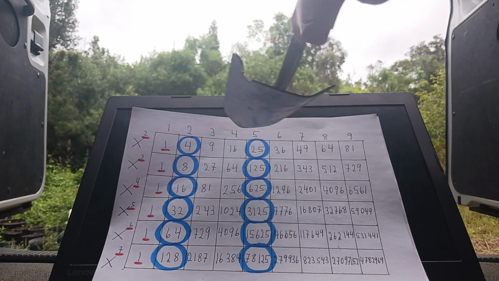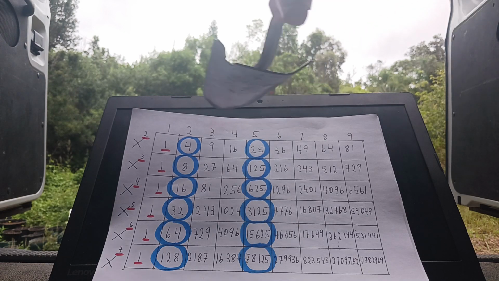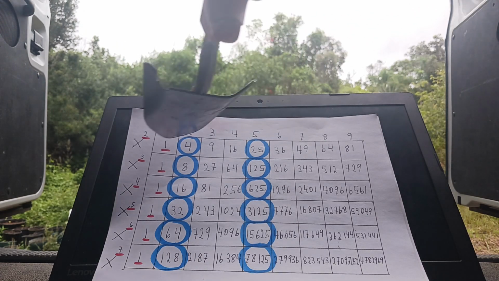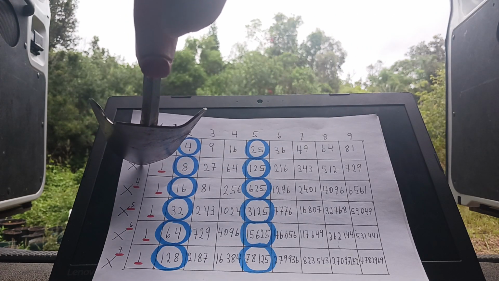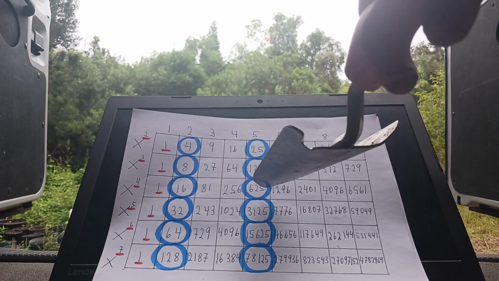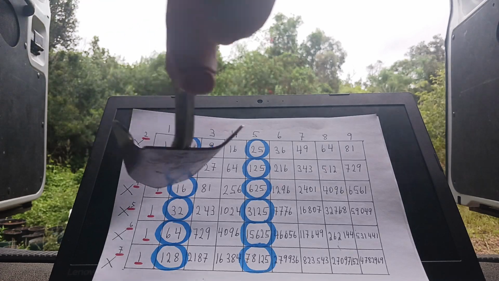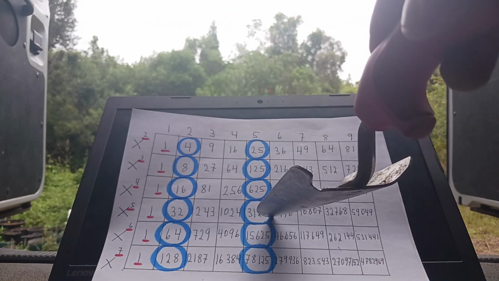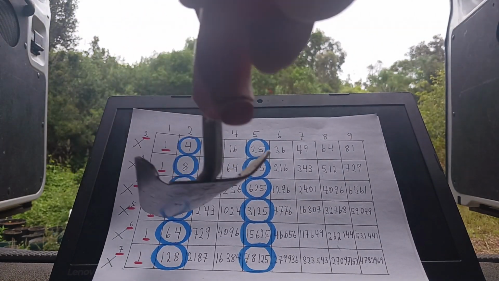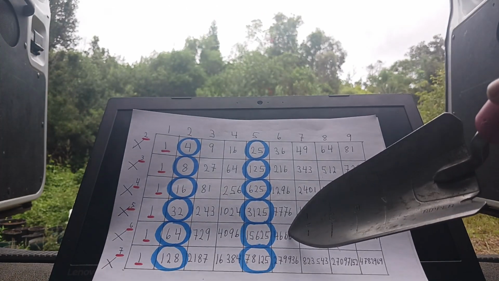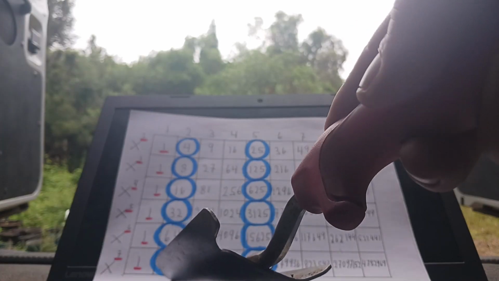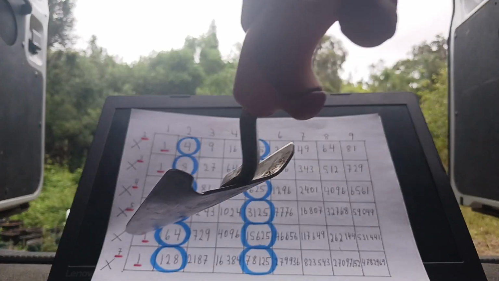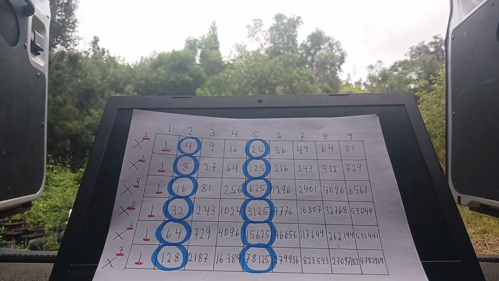4 times 25 is 1 with 2 zeros. 2 times 5 is 10, 1 with 1 zero. 8 times 125 is 1 with 3 zeros. 16 times 625 is 1 with 4 zeros. 32 times 3125 is 1 with 5 zeros. 64 times 15625 is 1 with 6 zeros. 128 times 78125 is 1 with 7 zeros.